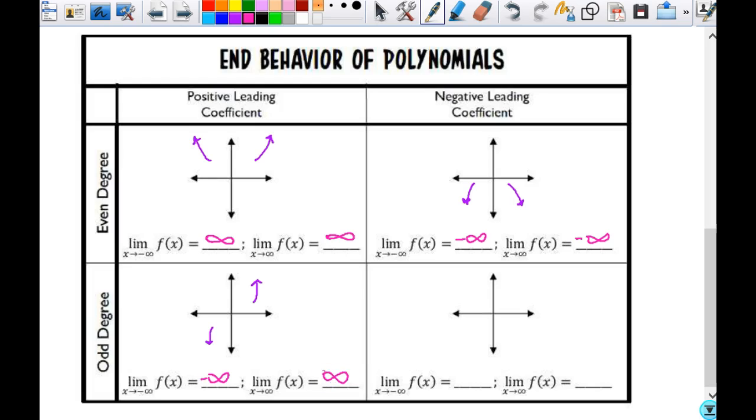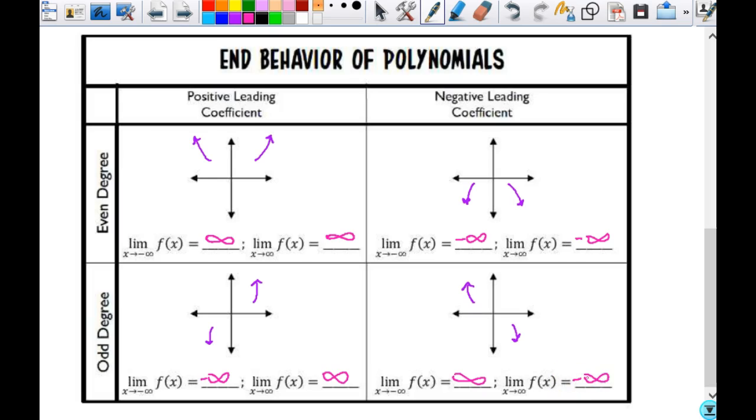So odd degree, negative leading coefficient. Then what's it going to look like? Show me. The opposite, right? Everybody show me. George, we're waiting on you. Like this. So the limit of f of x as x approaches negative infinity is infinity. And as x approaches infinity, negative infinity. Okay. Everybody good with that?